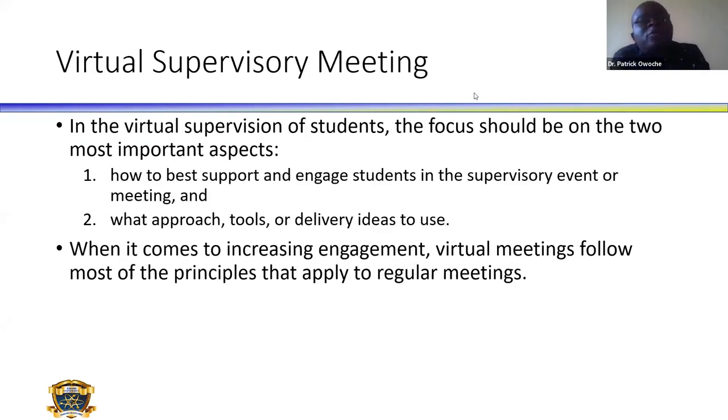So, about virtual supervisory meetings, the supervisor and the student should focus on the two most important aspects. One, how to best support and engage students in the supervisory event or meeting. And two, what approach, tools, or delivery ideas to use. When it comes to increasing engagement, virtual meetings follow most of the principles that apply to regular meetings. The only thing that is missing is that in-person moment.